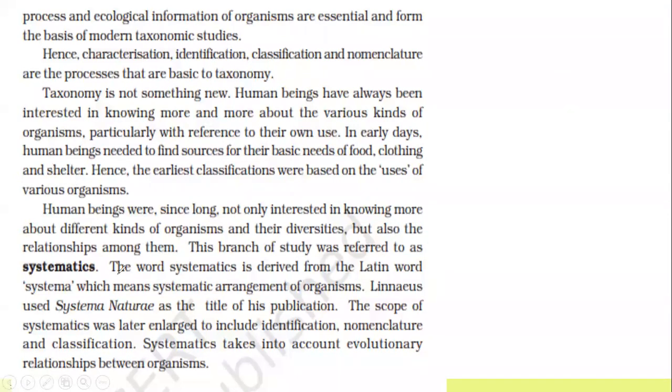Systematics. What is systematics? The branch of biology which deals with classification of organisms based on their evolutionary relationship is said to be systematics. So systematics and taxonomy difference, 2 mark question. Okay, so Linnaeus used his book Systema Naturae as the title of publication. The scope of systematics was later changed to include identification and nomenclature. Systematics takes into account evolutionary relationship between the organisms. So differences, 2 mark question. Clear?